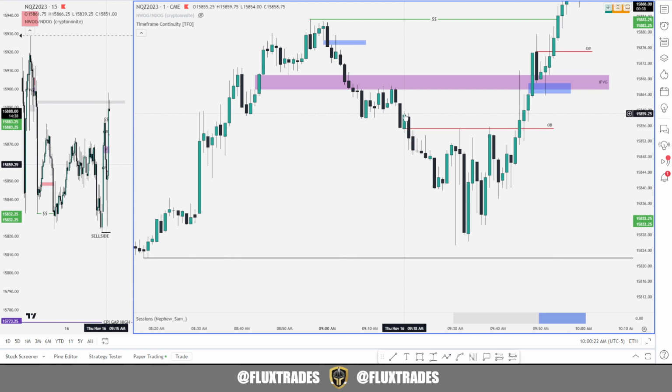Here, we don't have a gap fill, but we're tapping into a previous one. So propulsion block in there.